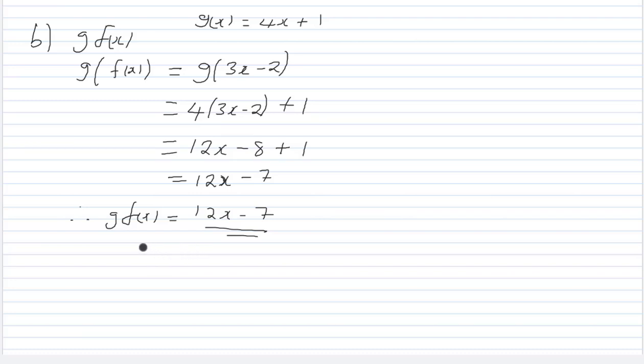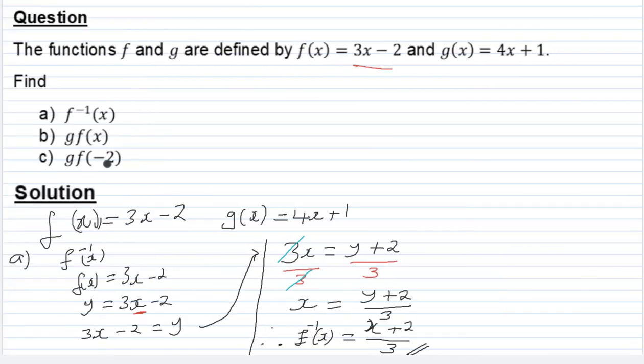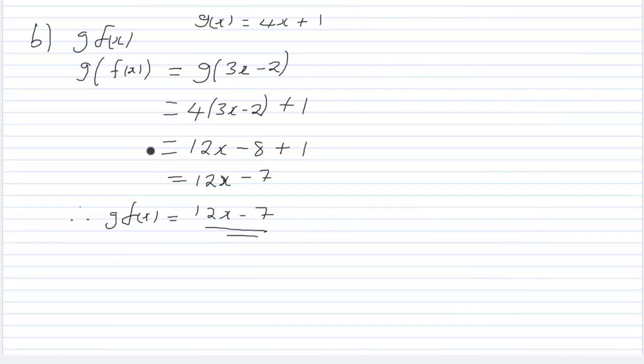Now let us do the last one, part c. You see that this one is not much different from part b. The difference is that where there is x in part b, we have negative 2. So since we have already found what g of f of x is, wherever there is x in g of f of x, we are going to put negative 2. So we come here. We have our c. We can write it here. So we have that g of f of x is equal to 12x minus 7.